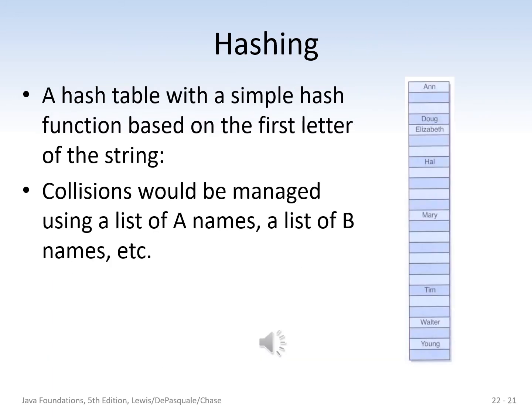Here we have a graphic depiction of a hash table with a simple hash function that bases placement on the first letter of the string stored in the table. And in this instance, collisions are managed using a list of A names, a list of B names, etc. So each location, if it has multiple or collisions, you'd actually have a list implemented for that location.